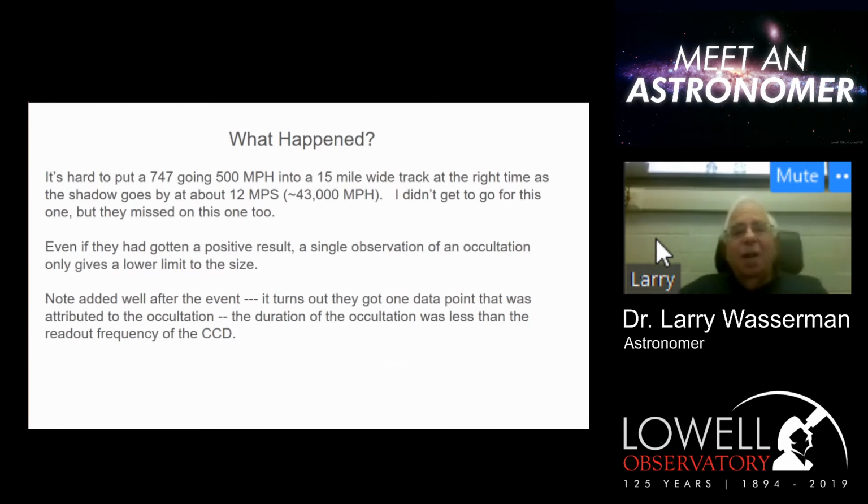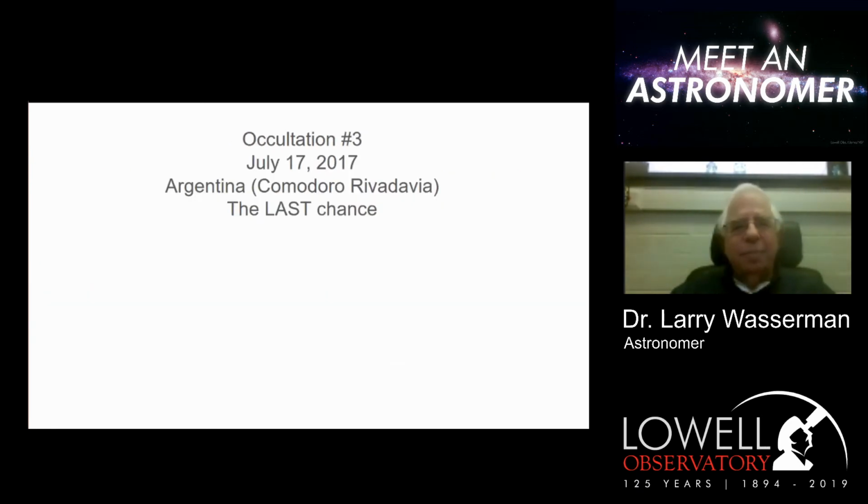But even if they had gotten a positive result, a single observation of an occultation only gives a lower limit to the size. And I add a note, it turns out they did get one data point, but the duration of the occultation was less than the readout frequency of the CCD, and the dip was so small they didn't recognize what it was till well after the fact.